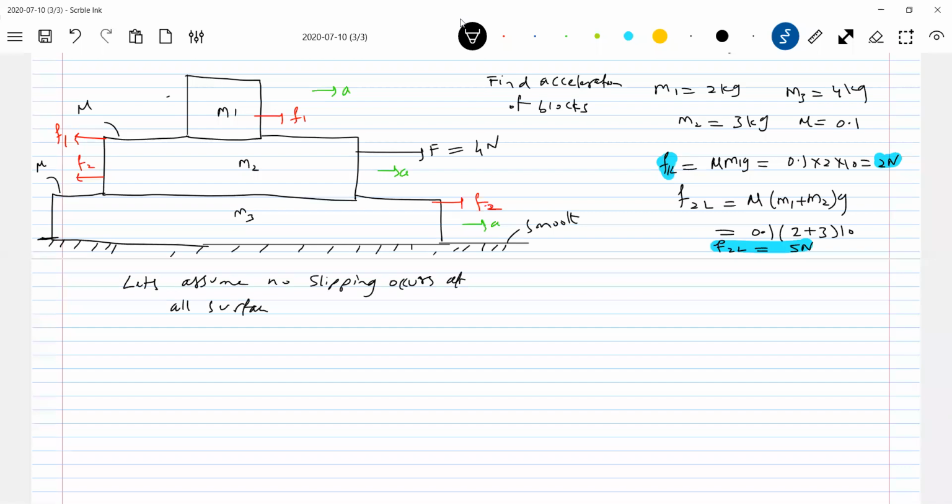No slipping occurs between the blocks. Now, what is the total acceleration of the system? What is the net force acting on the system? F by m1 plus m2 plus m3. F is how much? 4. This will be 2 plus 3 plus 4, so this will be 4 by 9 meter per second square.